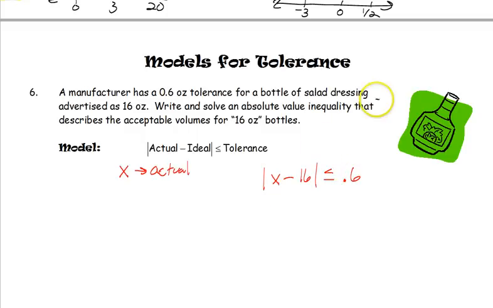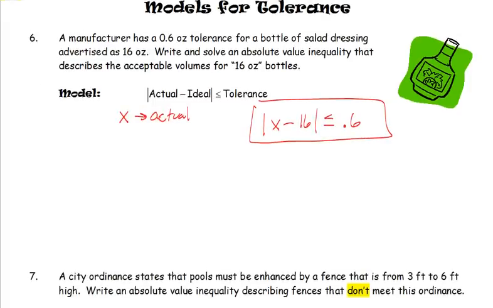Write and solve. We didn't solve it yet though. So here's the model, but you can double check by solving. This just goes back to what we did in the last problem. It's less than, so it's an "and" graph. So we have x minus 16 is less than or equal to 0.6, and we also have x minus 16 is greater than or equal to negative 0.6. That's how we would solve this.